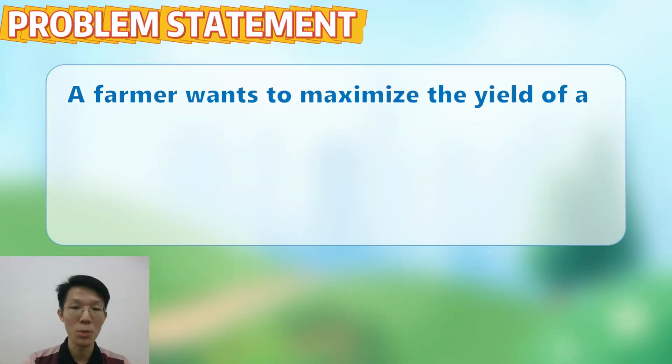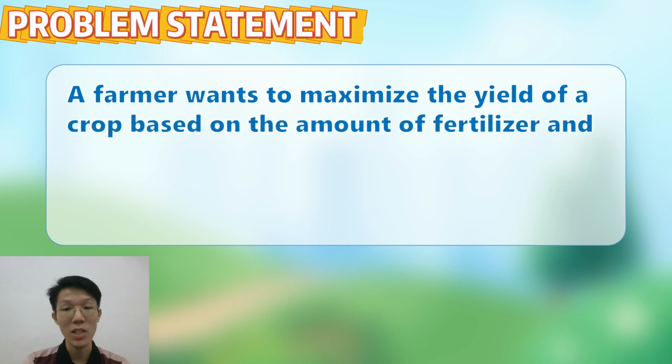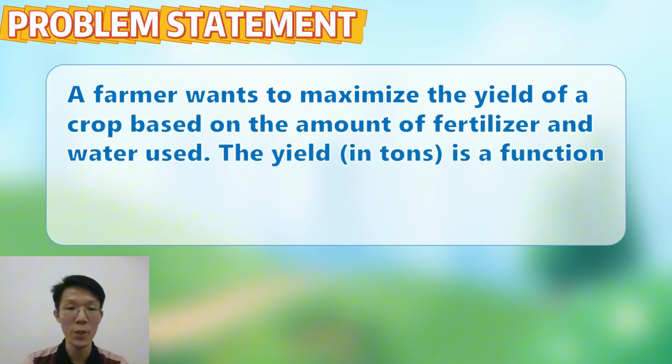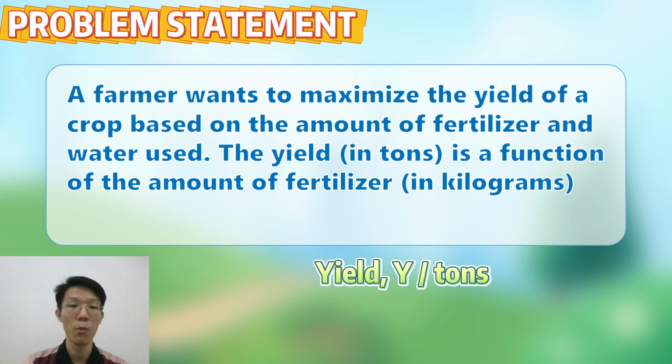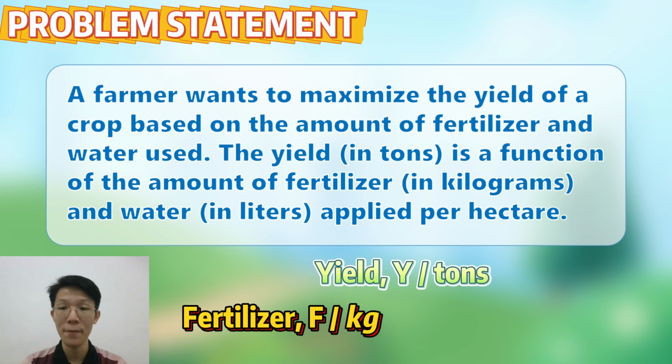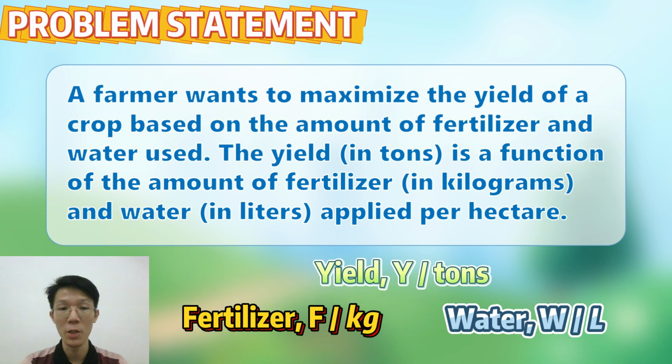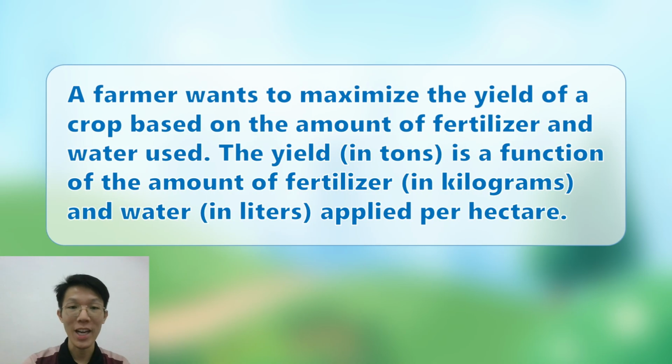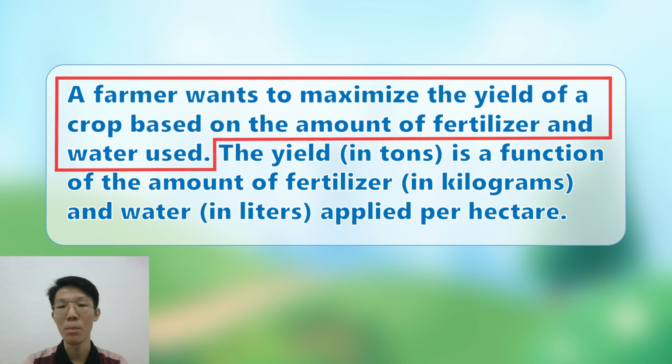A farmer wants to maximize the yield of a crop based on the amount of fertilizer and water used. The yield, with the symbol Y in units of tons, is a function of the amount of fertilizer, with the symbol F in kilograms, and the water, with the symbol W in liters applied per hectare. Now, we have a situation here. We have to maximize the yield of a crop based on the amount of fertilizer and water used.